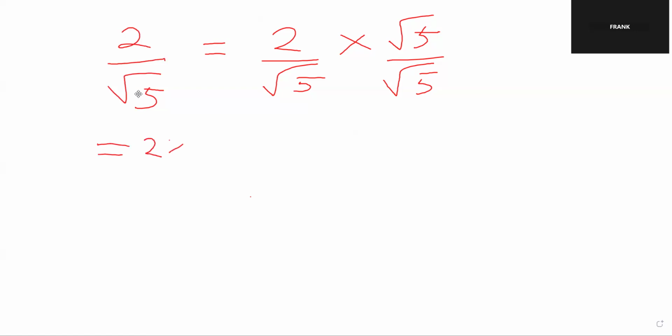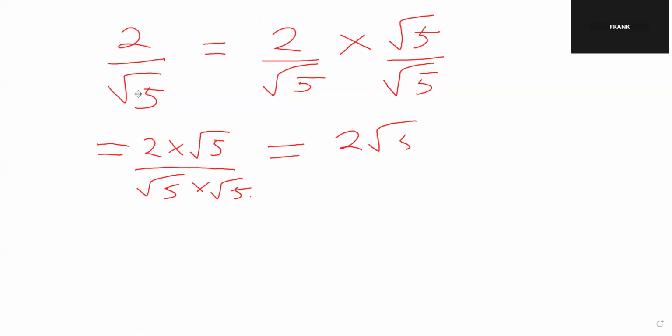If you now have this, we're going to have 2 times root 5 out of root 5 times root 5. Top times top, down times down. The 2 times root 5 is going to give you 2 root 5, the number times the set. Then root 5 times root 5, the numbers in the sets are the same and they are multiplying, so the answer becomes the number in the set. That's it. I've been able to simplify.